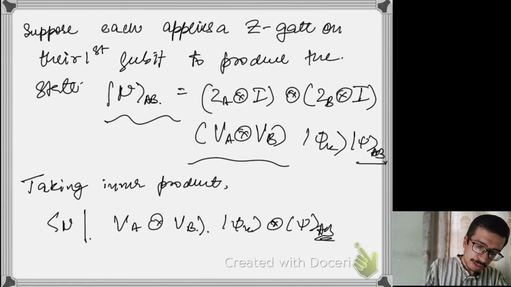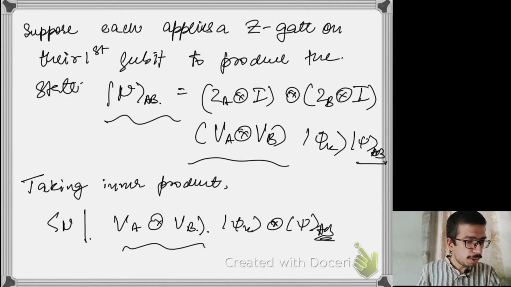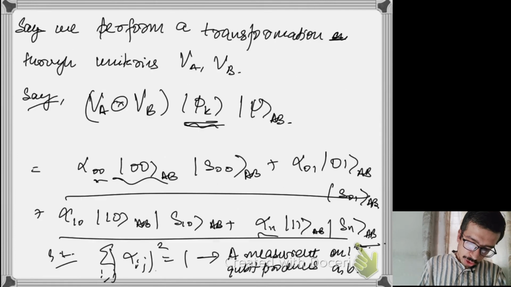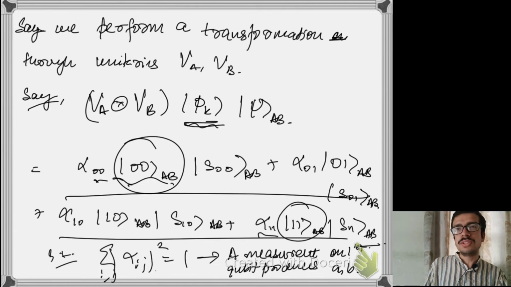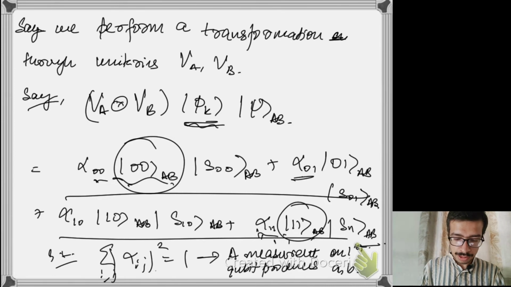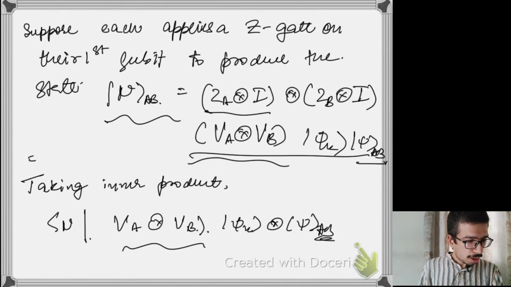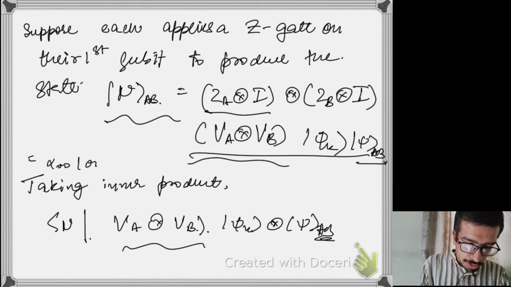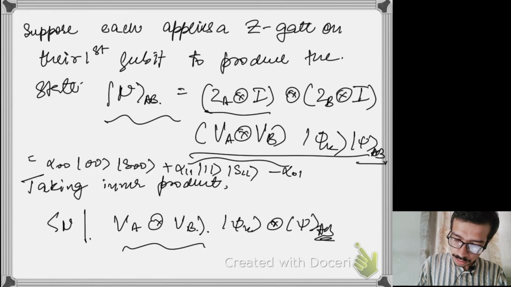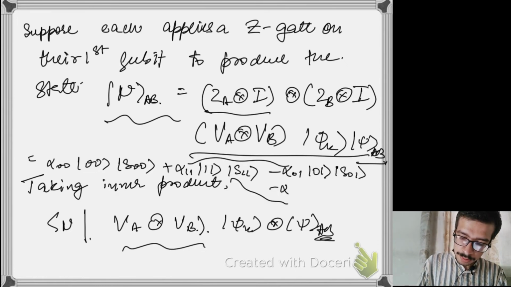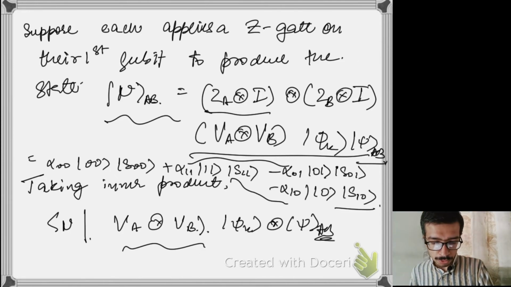Okay, so let's see how much is the overlap between V_A ⊗ V_B and μ_AB. Let's see what μ_AB is. So μ_AB will have the 00 remain as it is, 11 will also remain as it is, because when Z_A acts on 0 it doesn't do anything, when Z_A acts on 1 it produces a minus sign, and since there are two ones, the two minus signs get cancelled, but overall we will get a minus sign for 01 and 10. So here what am I going to get? I am going to get α_00 |00⟩ S_00 plus α_11 |11⟩ S_11, minus α_01 |01⟩ S_01 minus α_10 |10⟩ S_10.